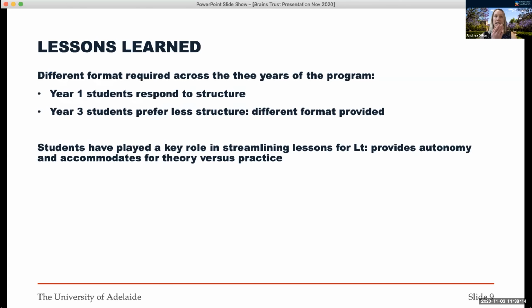So really the lessons learned for us, the biggest lesson was that it's not a one size fits all for the CBL environment. The year 1 students really responded to the structure very positively and have loved that extra guidance. The year 3s liked it to a degree, but they still want a lot less structure so that they can have a broader discussion in their groups.